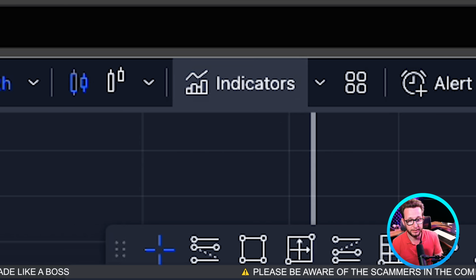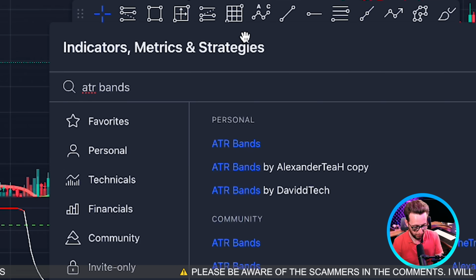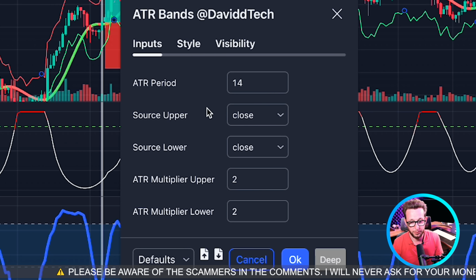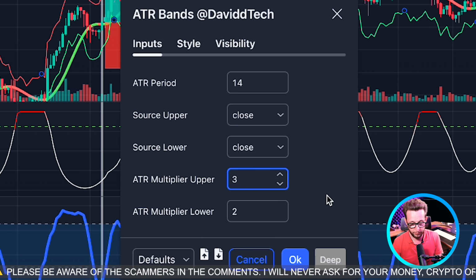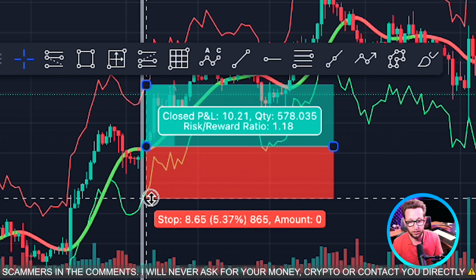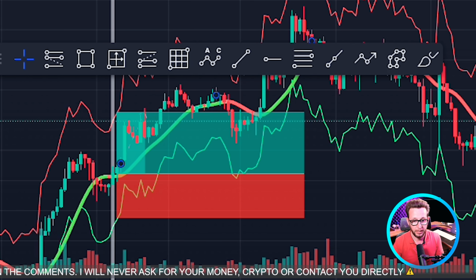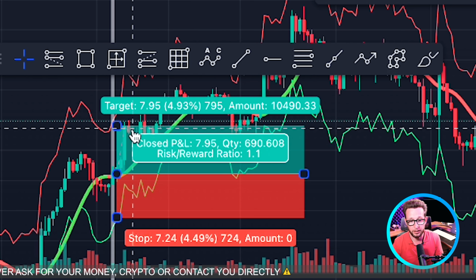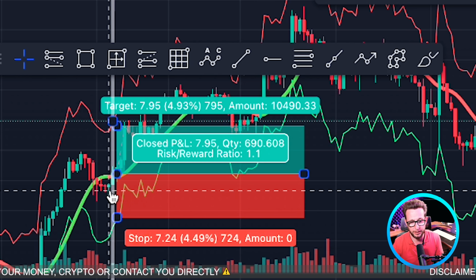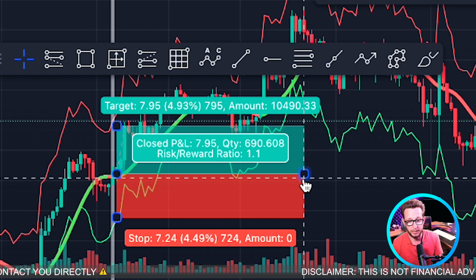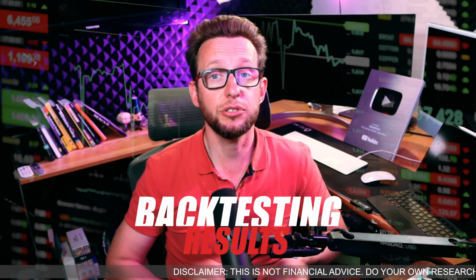We're going to go to the indicators over here and add the ATR bands by DaviddTech. We're going to set our ATR bands to 3 with a multiplier of 3, giving us a little bit more wiggle room. And we're going to set our stop loss to that ATR band. Boom. And then our take profits, we're going to be looking for a risk to reward of 1.1, just like that. As you can see, that would have been a perfect entry with a great exit of 4.93% take profit. Perfect.